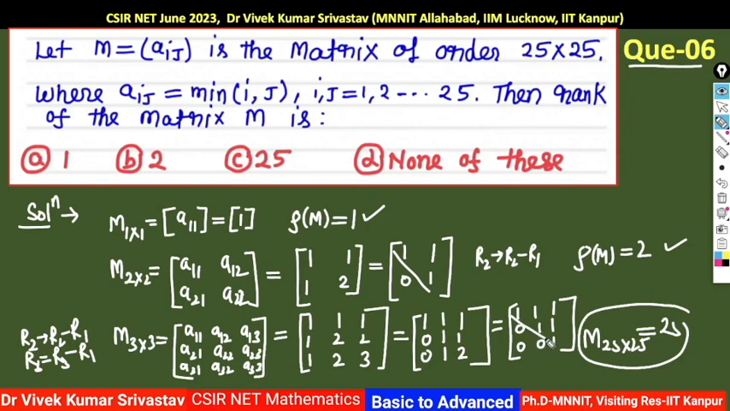So here we are getting an upper triangular matrix, and the number of non-zero rows is 3. So we can say that the rank of this matrix is basically nothing but 3. In a similar way we can do it for the 25 cross 25 matrix. For a 1 cross 1 matrix, rank is 1. 2 cross 2 matrix, rank is 2. 3 cross 3 matrix, rank is 3. So in a similar way, for a 25 cross 25 matrix, its rank is nothing but 25. So option C is correct. Option C is the correct option for this question number 6.